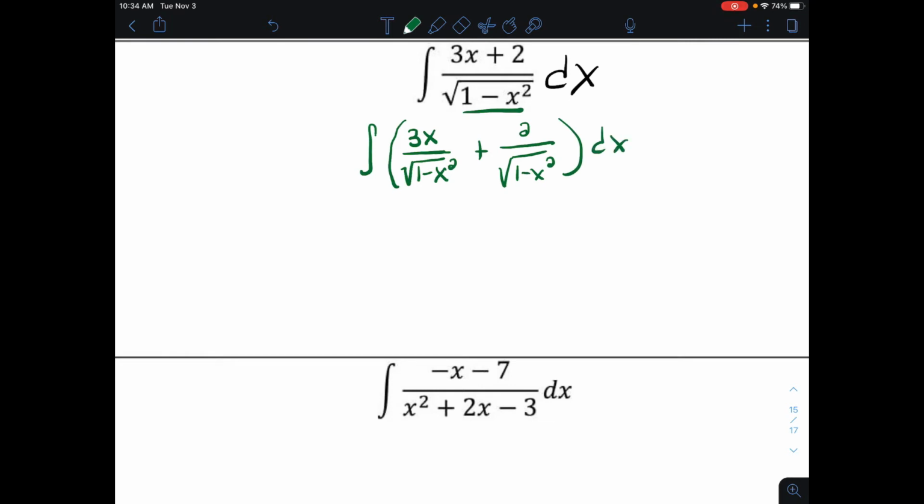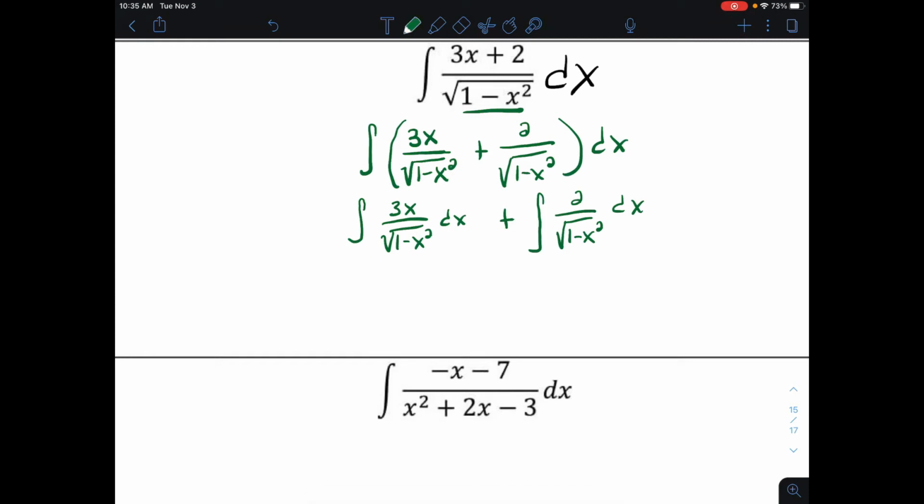Now these problems, I look at them in terms of individual pieces. So I want to find the indefinite integral of 3x over the square root of 1 minus x squared dx, and then I want to find the antiderivative of 2 over the square root of 1 minus x squared dx. And then we'll just combine our answers at the end. It could be helpful for us to take these constants, the 3 and the 2, outside of the integral, and we'll rewrite.